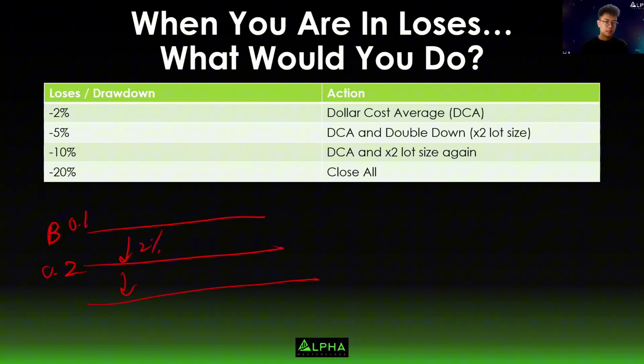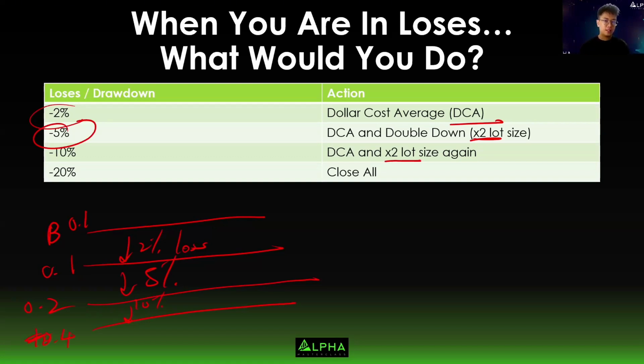okay, 2% loss. On the first trade, I have a 2% loss, I will DCA again. Okay, first time is actually nothing. On the second time of 5% loss, I will double down my lot size. Instead of 0.1, I will become 0.2. If it goes down again one more time, I will enter with double my lot size at 10%. Okay, 10%, which is 0.4.